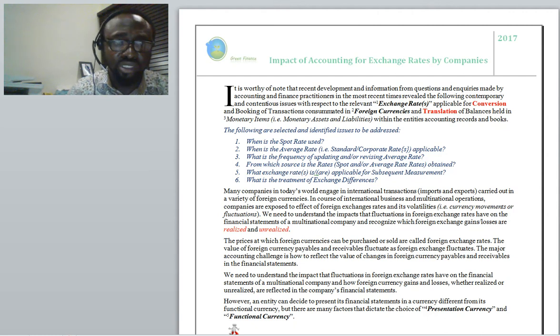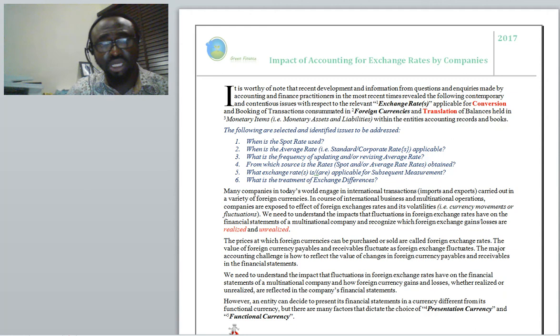And also, emphasis will be made on the fact that exchange differences need not be realized. It means it could be realized exchange differences, and it could be unrealized. When is it realized and when is it unrealized? All of this will be discussed and how they are to be presented within a company's financial statements.